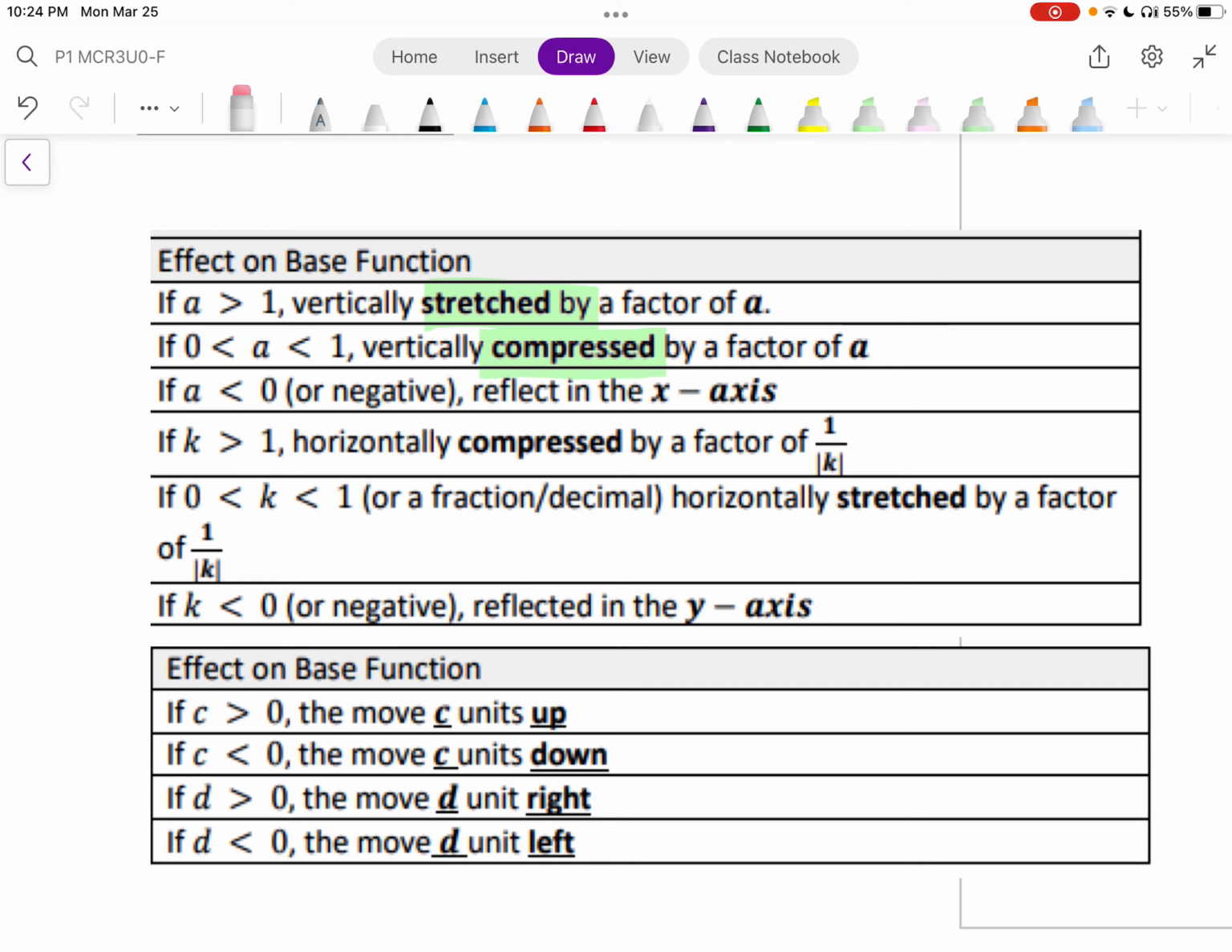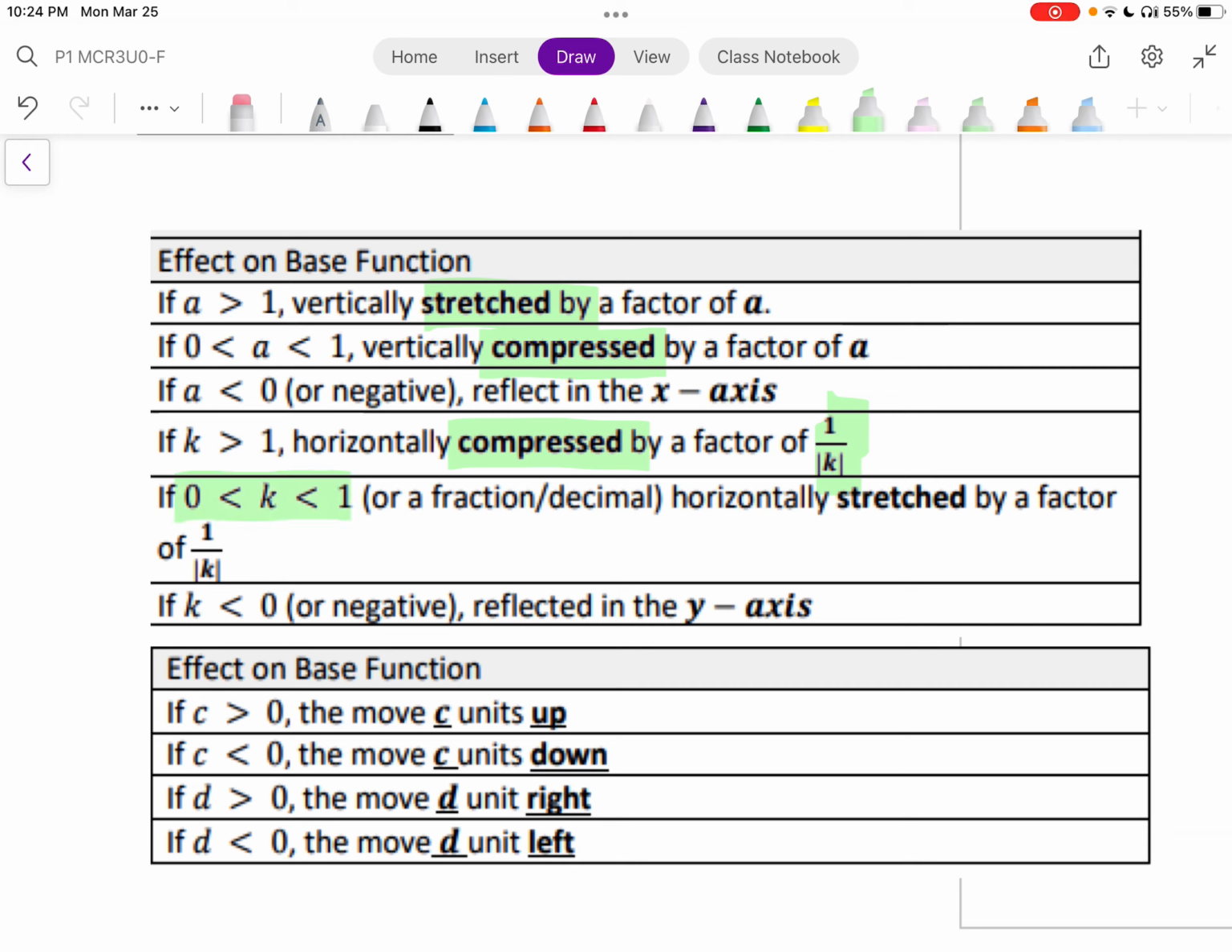Okay, same idea with k. If k is greater than 1, it's actually the opposite. It's going to be horizontally compressed because when we pull k out of the function, it's going to be 1 over k. Mapping notation actually takes this into consideration, so you don't need to change the value of k when you're putting it into the mapping rule, but you need to be careful when you're describing the transformations. You need to take into consideration that you're going to have to flip the k value when you're describing.